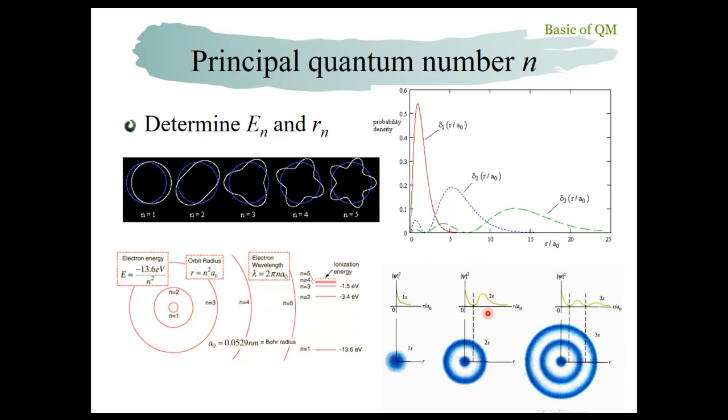So, as you see here, in more detail, the 1s electron has those probabilities. So, there is some chance of the electron in this range. That's actually exactly the same as the Bohr radius. And for the 2s, we have such forms. And 3s, we have three peaks, like this, three shells.